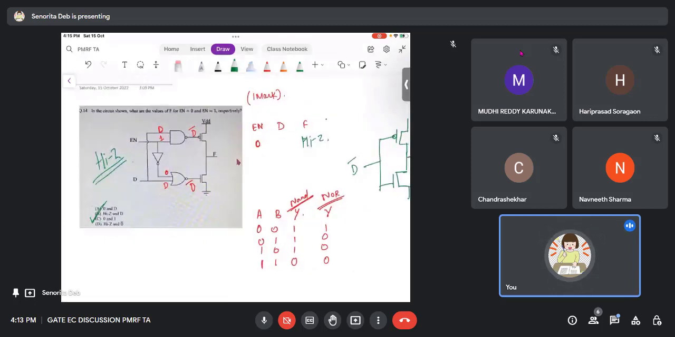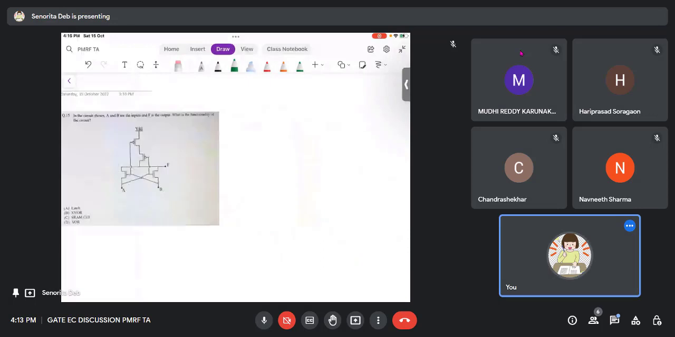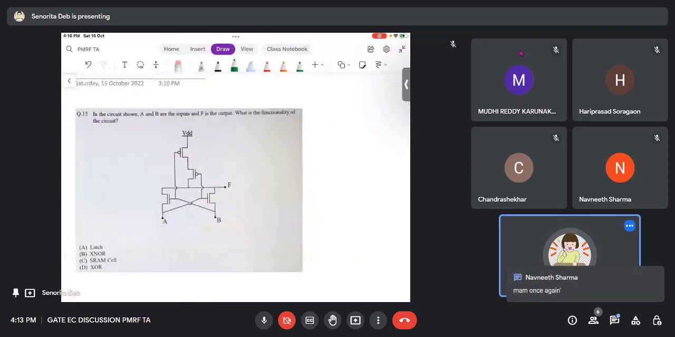So next question. What is this circuit? What is Navneet? If I get time, then at last I will take it again. So you can follow from question 15. We'll take it up again later.